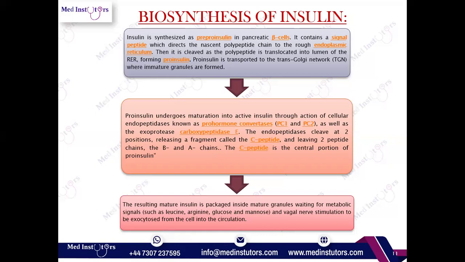All hormones have to be transported from the endocrine organ into the blood. Through the blood, they reach their target organs. That is how a hormone functions. So insulin is also a hormone which starts as pre-proinsulin, is converted to proinsulin, and finally into mature insulin. It is released whenever the correct stimulation happens to the beta cells. So this is the biosynthesis of insulin.